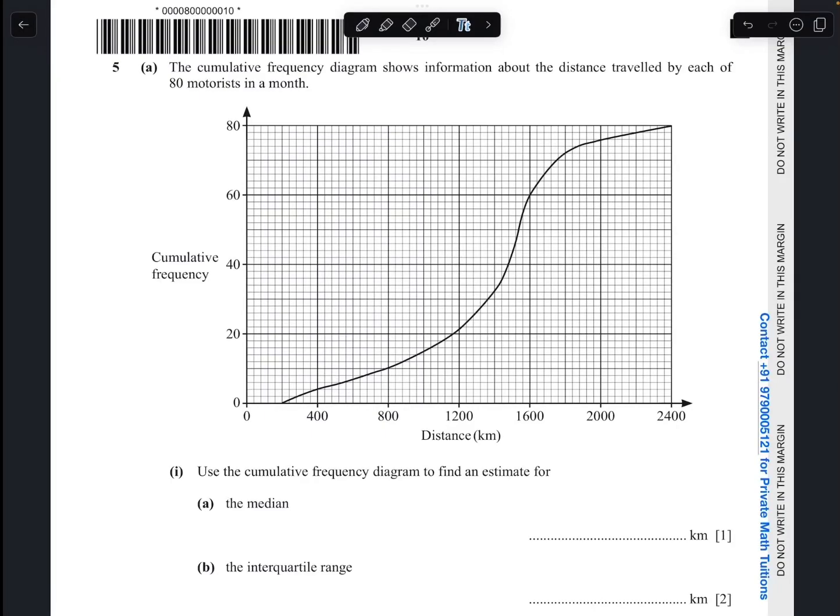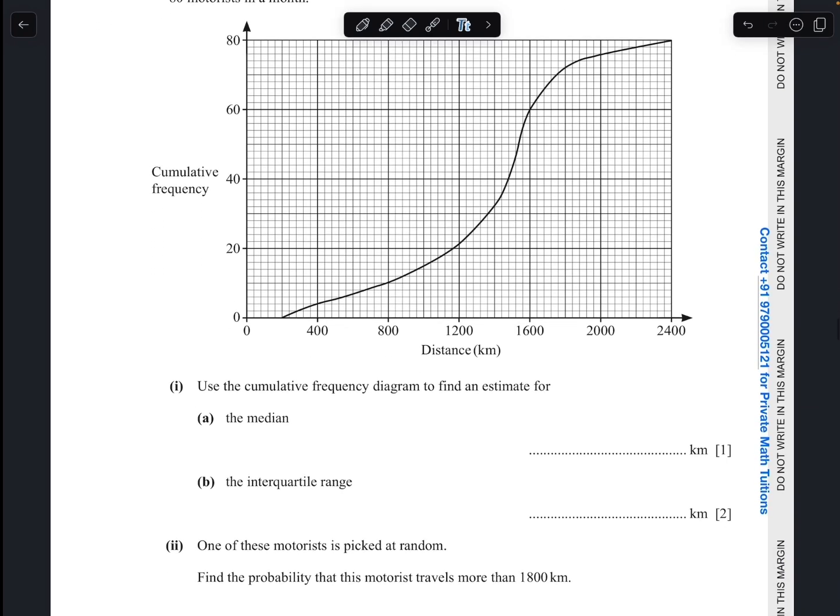Question number 5. Subdivision A. The cumulative frequency diagram shows information about the distance traveled by each of 80 motorists in a month. So the graph is between distance and the CF. Use the cumulative frequency diagram to find an estimate for subdivision A, median.